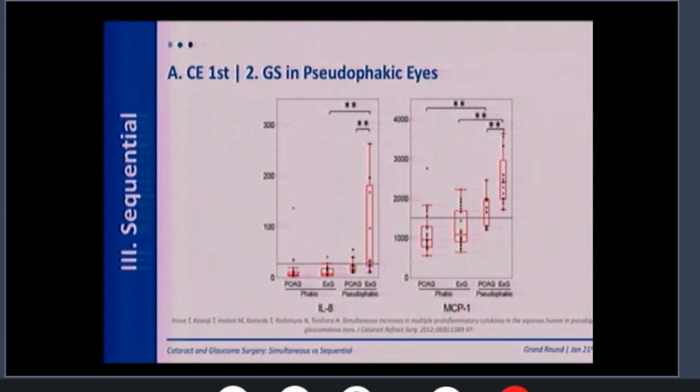The reason behind that is, as I mentioned earlier, the inflammatory mediators within the anterior chamber in a pseudophakic patient are higher compared to a phakic patient. This study looked at two pro-inflammatory cytokines, interleukin-8 and monocyte chemotactic protein 1, and compared the levels of those two mediators in phakic and pseudophakic patients. You can see that the amount of mediators in the pseudophakic group is higher compared to the phakic group. This is one of the reasons that might contribute to the lower success rate of trab in pseudophakic eyes.